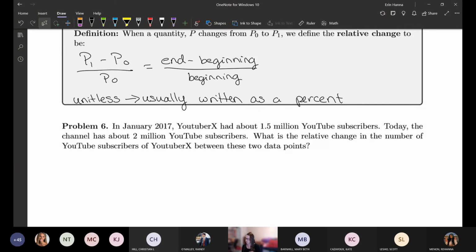So if we look at this first example here, in January of 2017, some YouTuber X had 1.5 million YouTube subscribers. Today, the channel has 2 million YouTube subscribers. What is the relative change in the number of YouTube subscribers of YouTuber X based off these two data points? So we need to be careful to differentiate between the beginning value and the ending value. So they start, just to be super clear, at the 1.5 million, or that's where we're taking it to start. And we're taking the end value to be that 2 million.